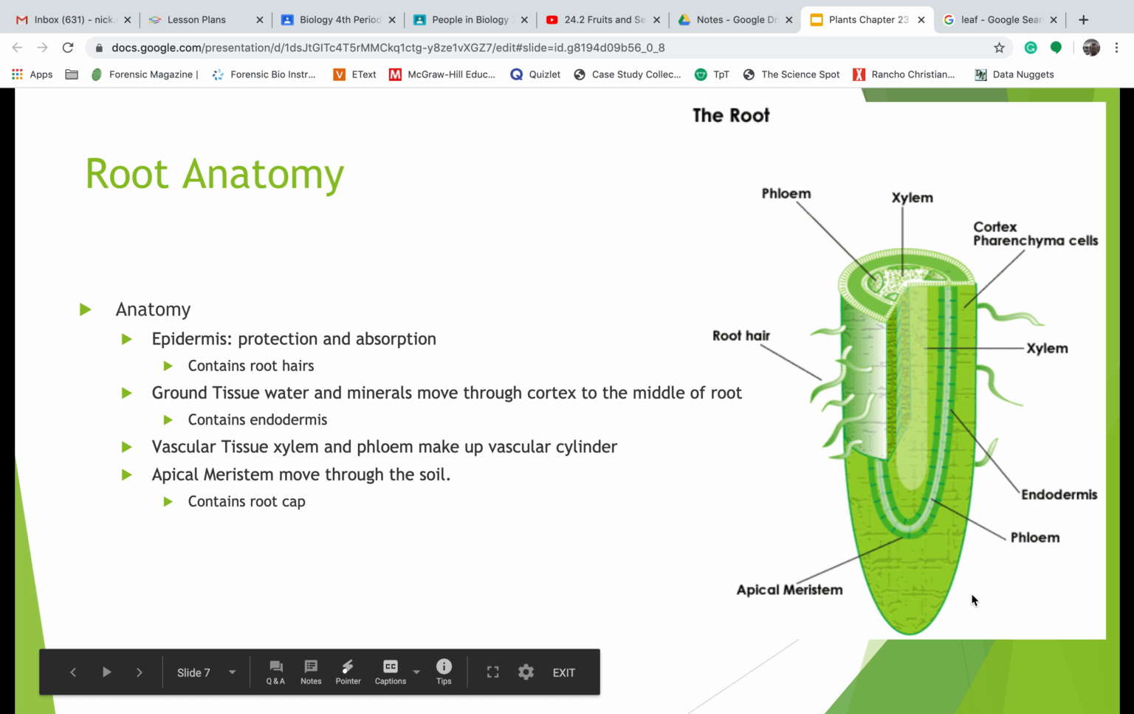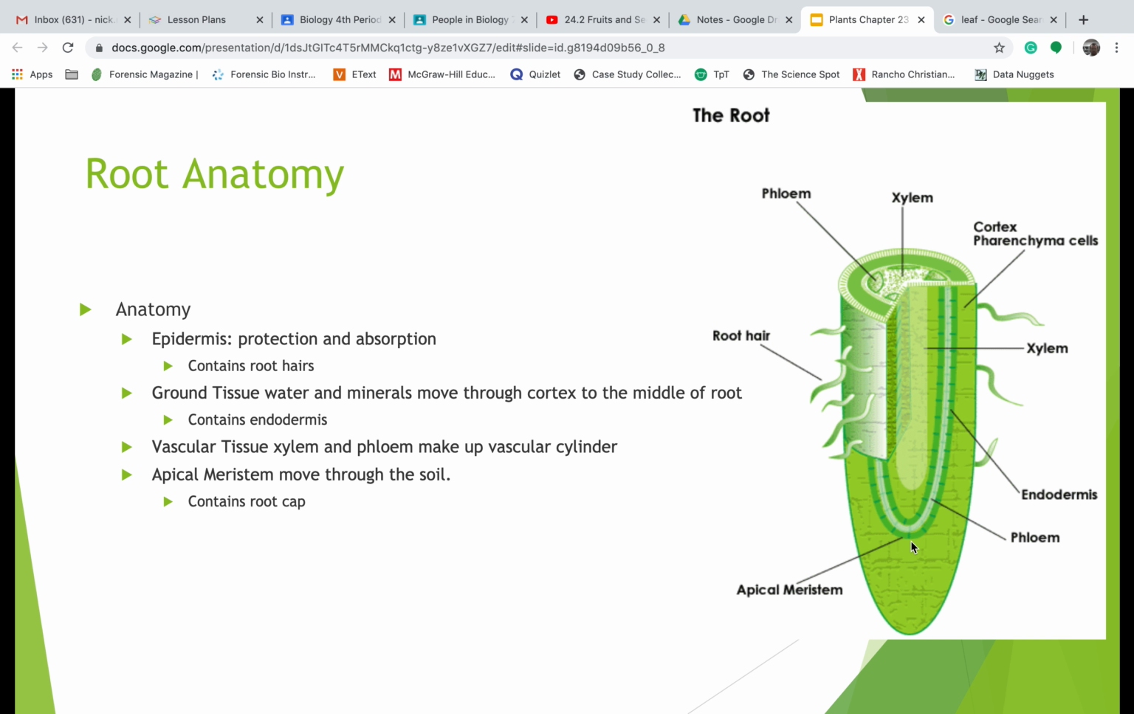This portion here is going to be called the root cap. This portion here is the apical meristem, which is important in primary growth, where that is going to dig into the ground and continue to grow deeper and deeper into the ground, creating a firm base and anchoring the plant into the ground. So pretty simple. Mainly what we want to focus on is looking at the different tissues in each organ. All tissues are going to be seen in all organs.